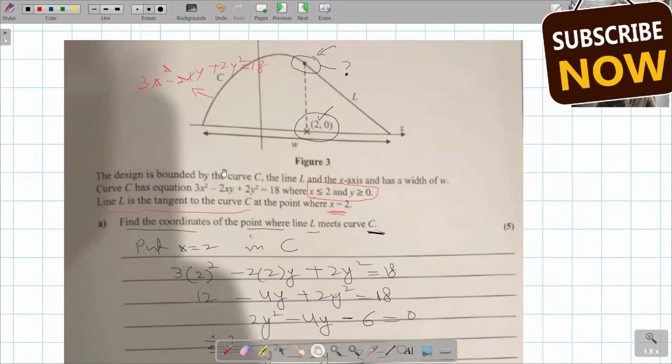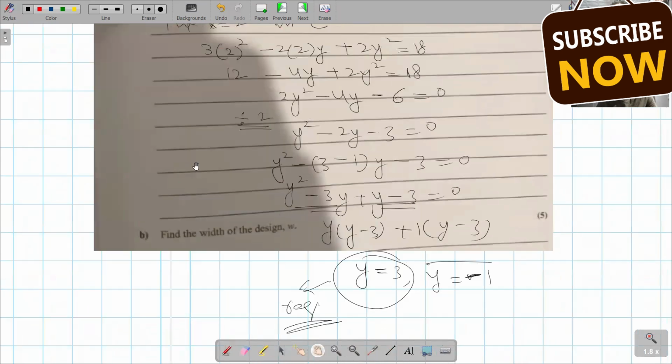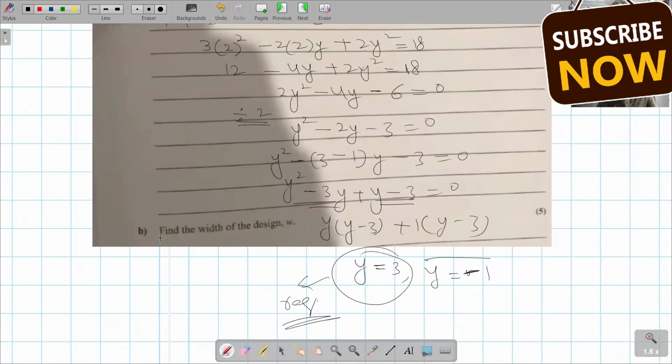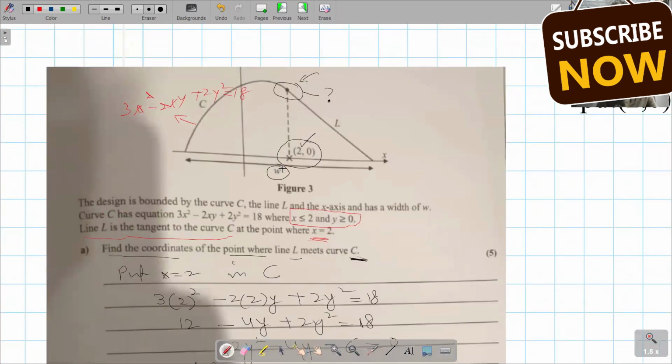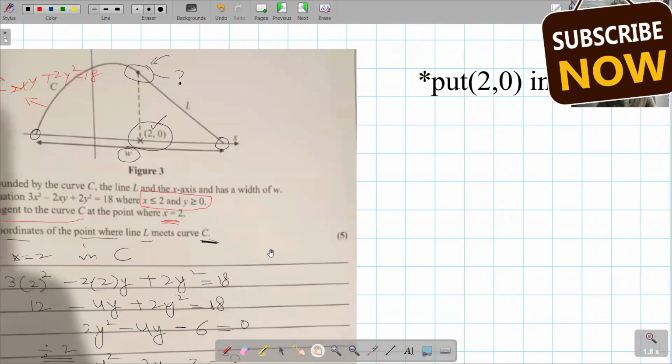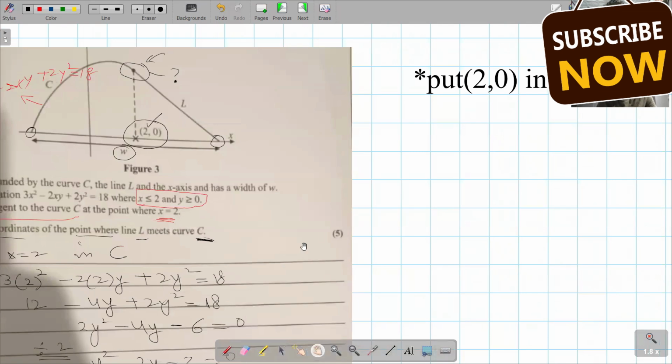It's too easy. So what about the second part? The second part is a little bit lengthy. Find the width of the design W. W is the width, the total distance from this point to this point. So let's find out the width of the design. First of all, we have to find it in two parts.